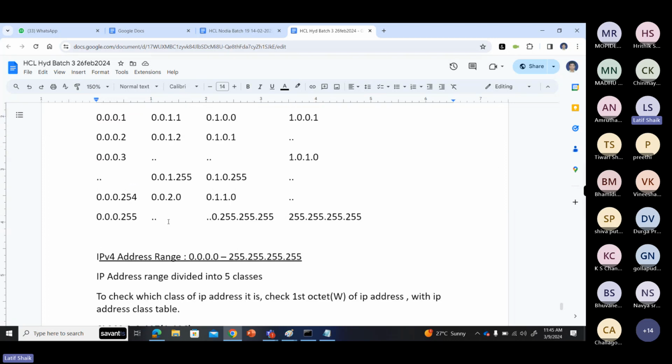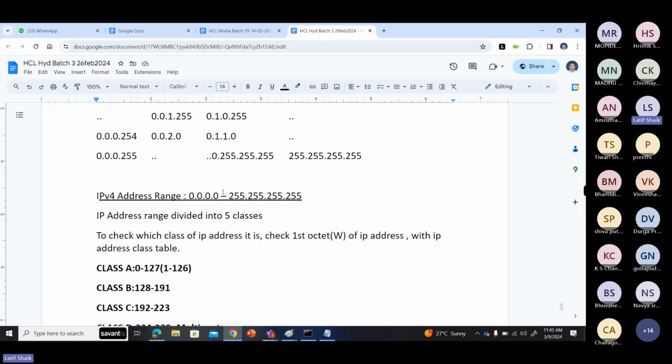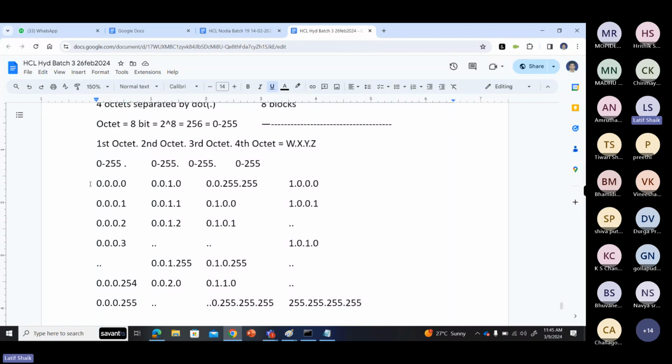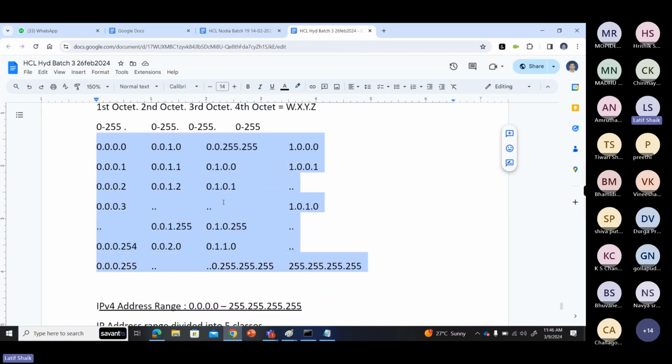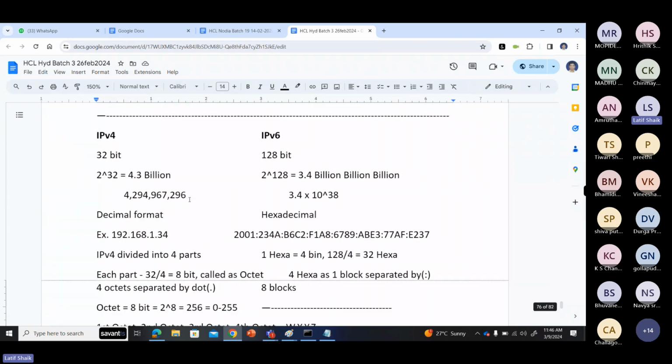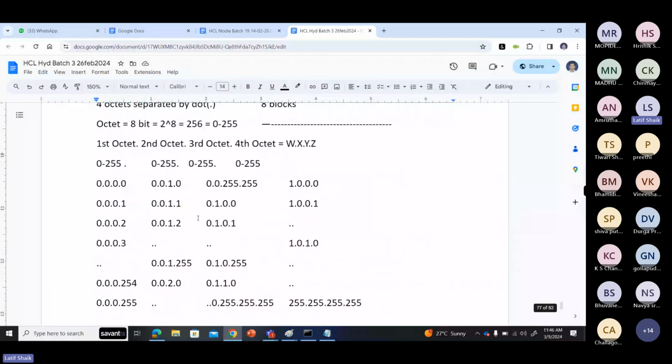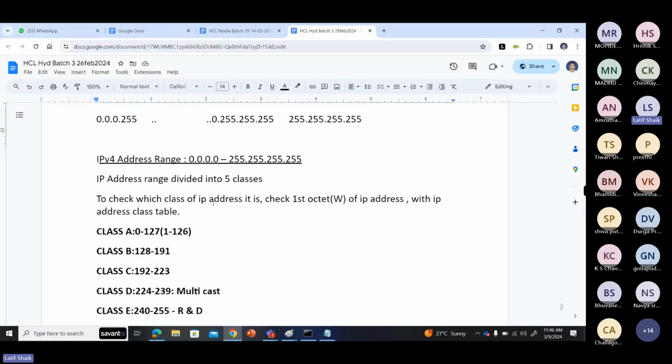The IP address range starts from 0.0.0.0 and ends with 255.255.255.255. If you count the entire range, the total number of IP addresses is these many. Next, this entire range is divided into 5 classes.